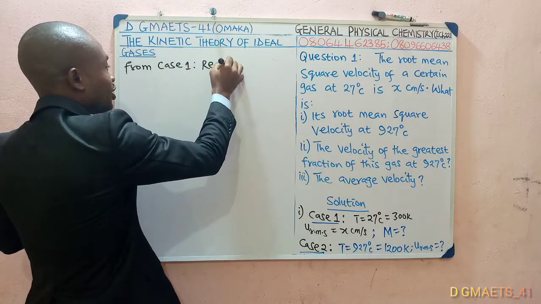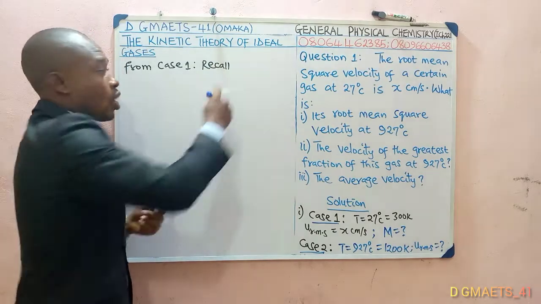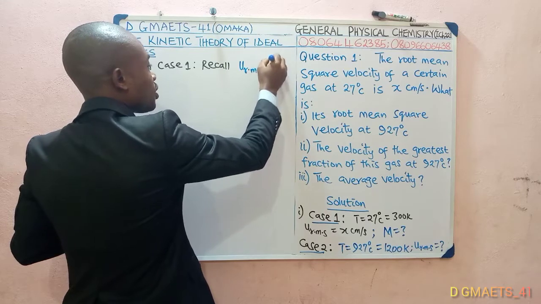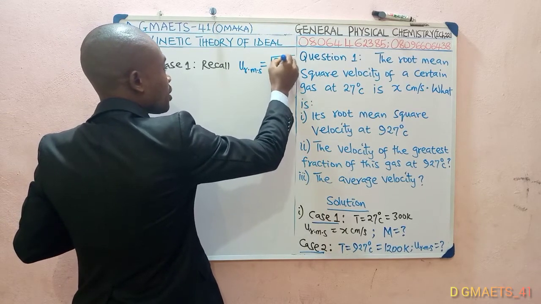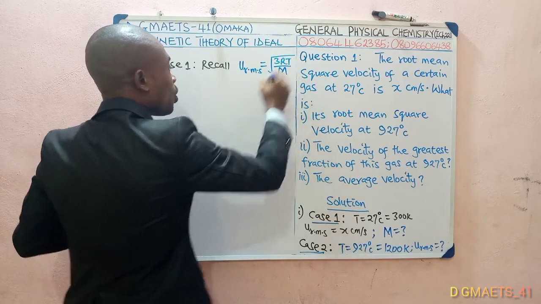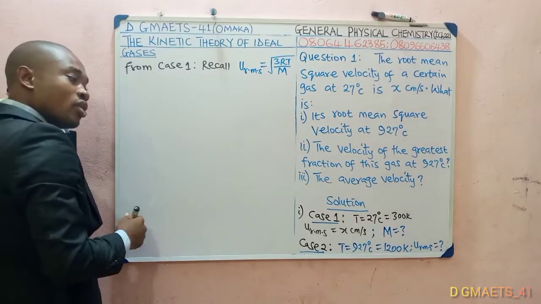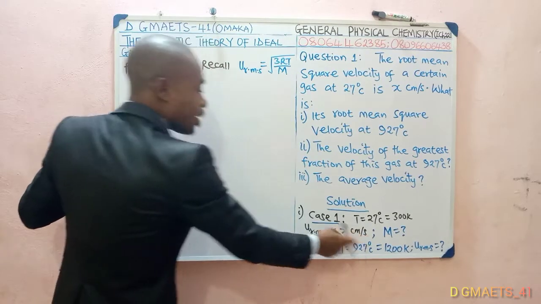Recall, we know the formula for root mean square velocity. Is that not so? Root mean square velocity is equal to the square root of 3RT divided by the molecular weight of that gas. I hope you're following. So from there, we know that the root mean square velocity in that case 1 is x.